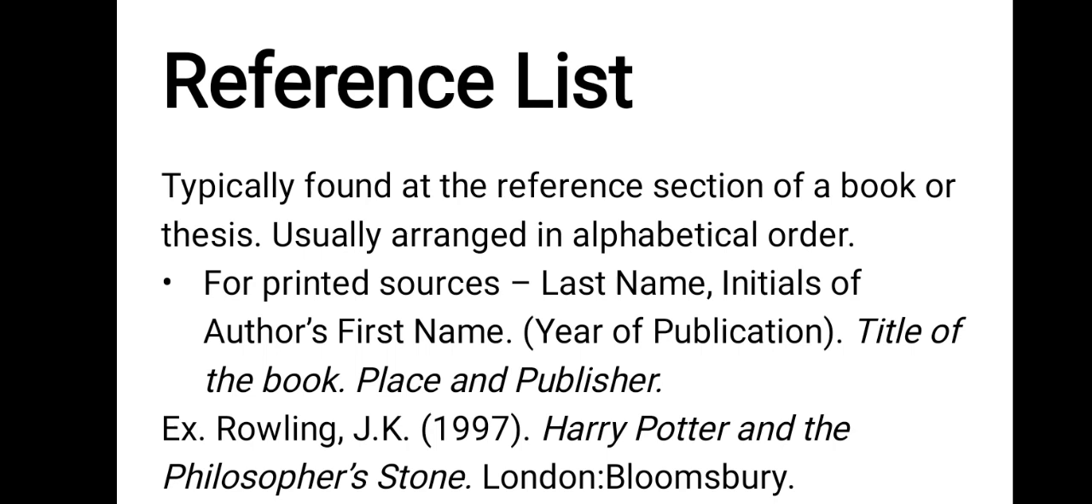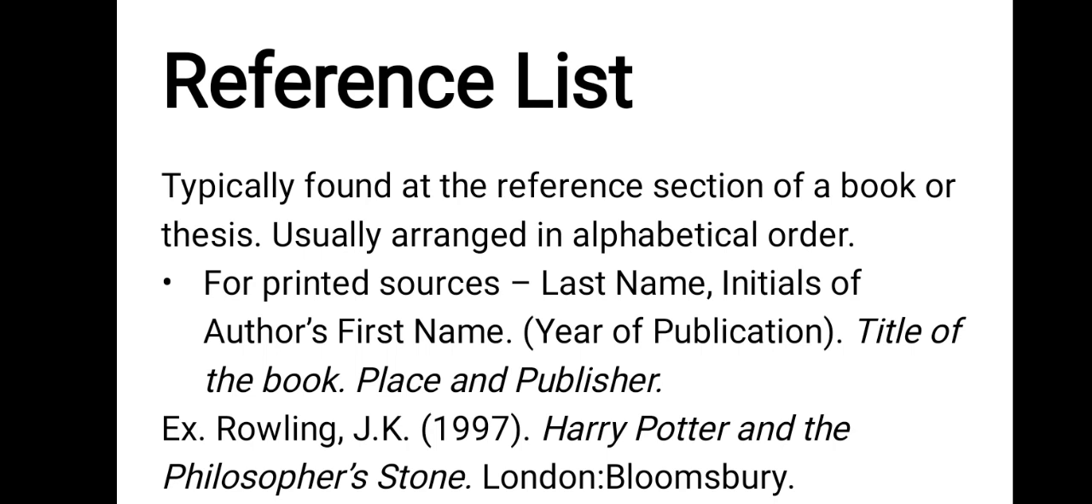The first one is for printed sources, or the physical copies of books. In printed sources, the format is as follows. Last name first, comma, initials of the author's first name. Instead of writing the first name of the author, you will write down the initials of the author. Then period, year of publication in open and close parentheses, period, title of the book.